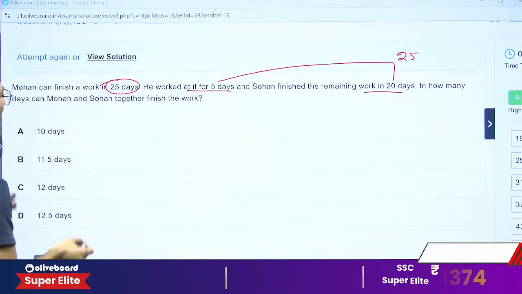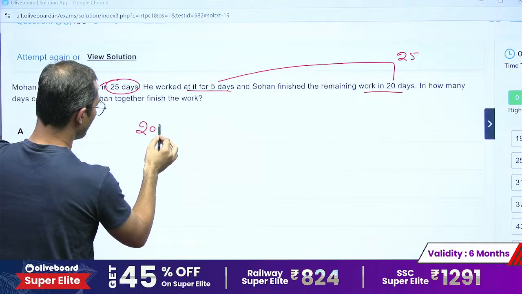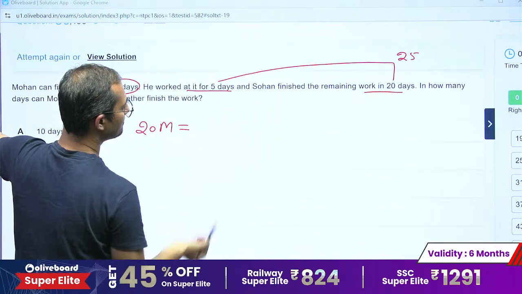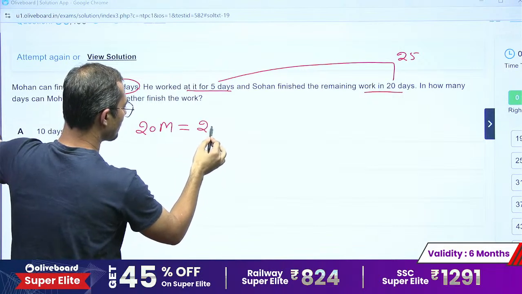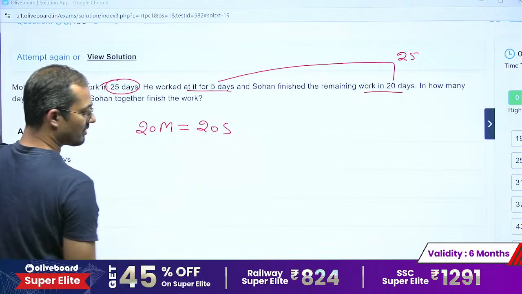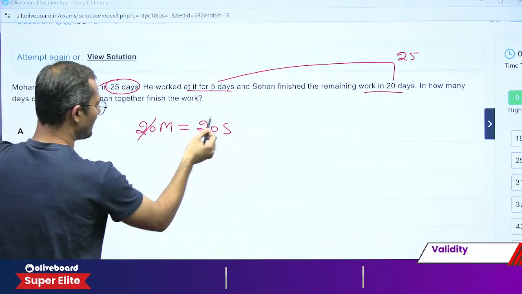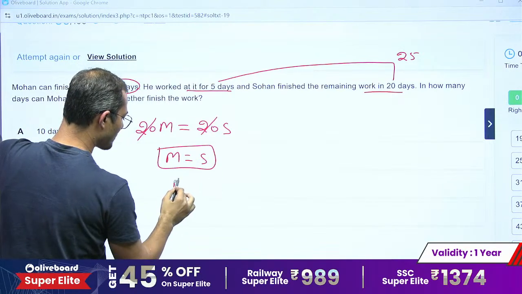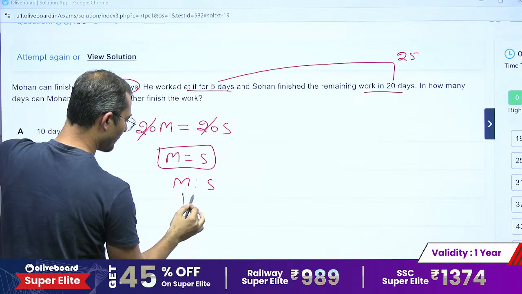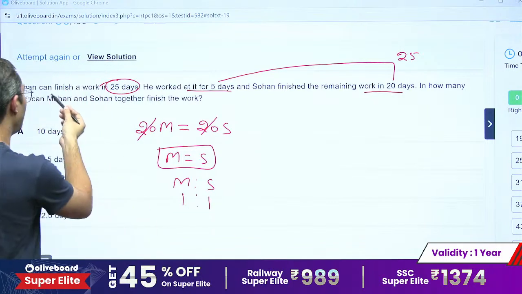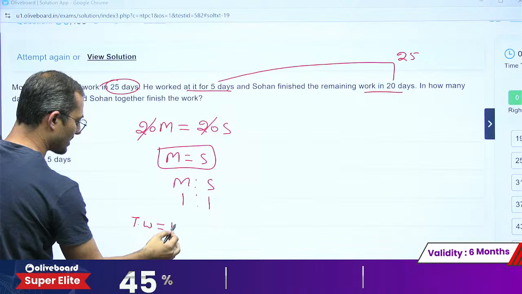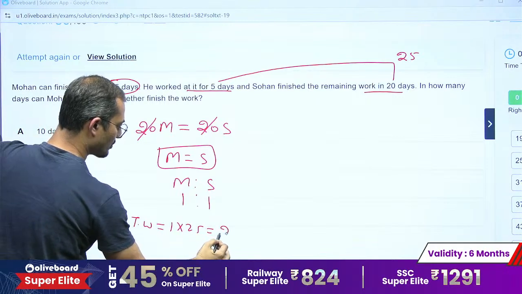So we can say that 20 days work of Mohan is going to be done by Sohan, and Sohan is also completing the remaining work in 20 days. So we can say that the efficiency of Mohan is equal to Sohan. That is going to be 1:1, right? Mohan alone can complete the work in 25 days. So we can say that total work is how much? 1 into 25. So 25.